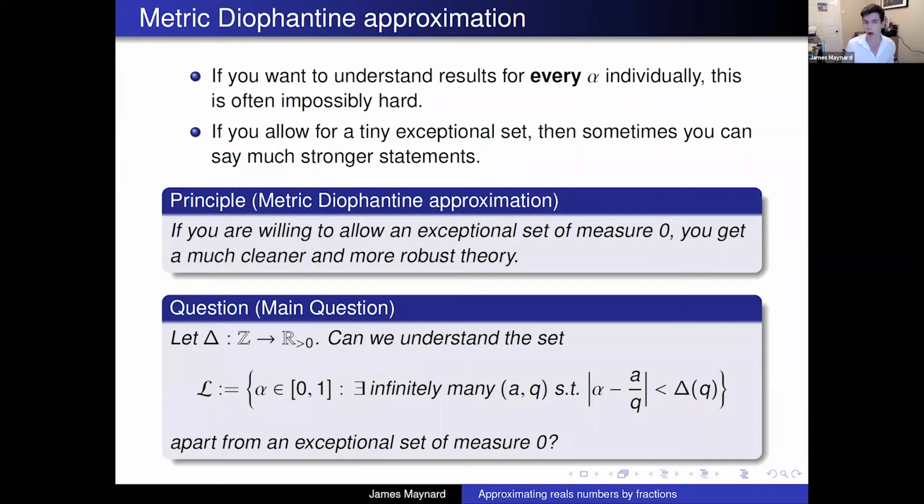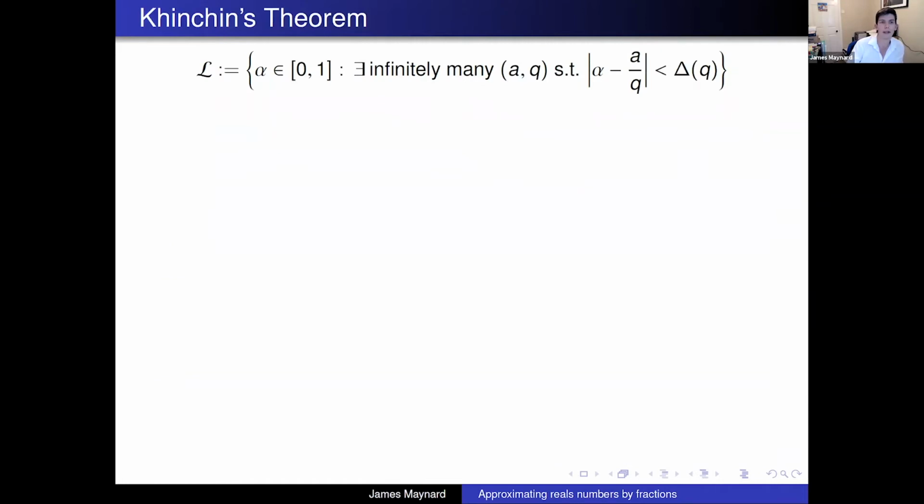You can choose how big or large delta is on each number q individually, and we'd hopefully like to try and understand this set L for a completely arbitrary function delta. But with this principle of metric Diophantine approximation in mind, we think we're only possibly going to get a sensible answer that we can prove anything about if we allow a measure 0 set of exceptions. So that's the definition of my set L again.